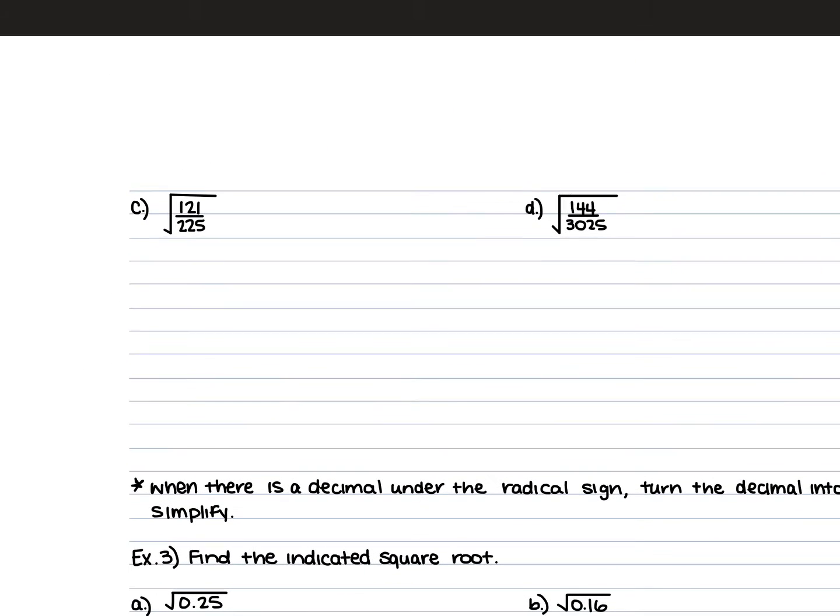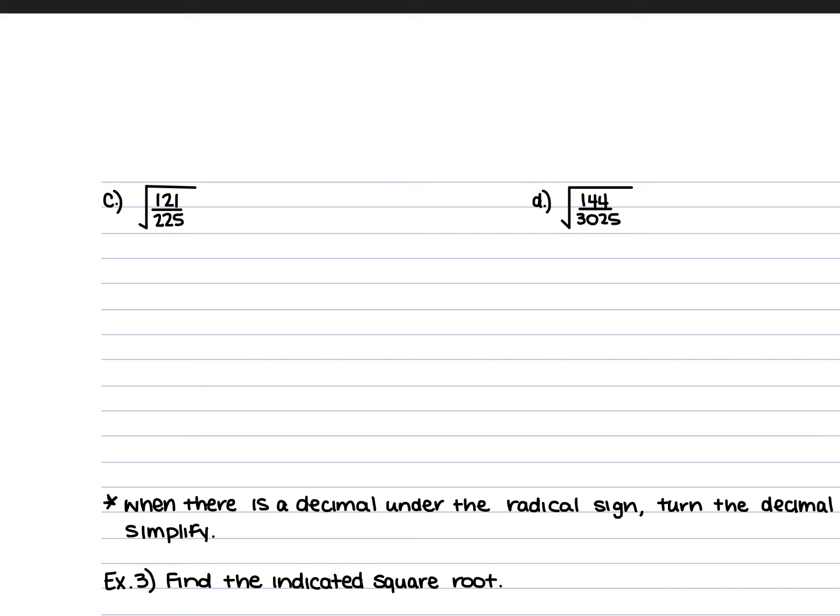Look at some examples. For example C, we have the square root of 121 over 225. This is the same exact thing as taking the square root of 121 over the square root of 225. We know that the square root of 121 is 11, and the square root of 225 is 15. We found that from one of the questions that we did on the other slide here, so we know that 11 over 15 is what we get when we find the square root of 121 over 225.